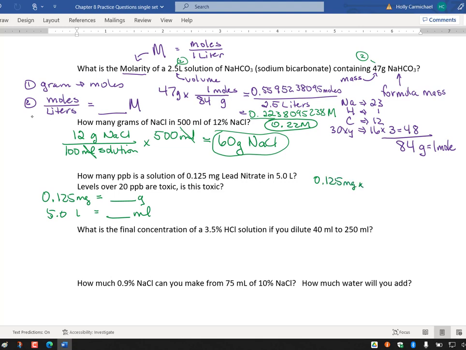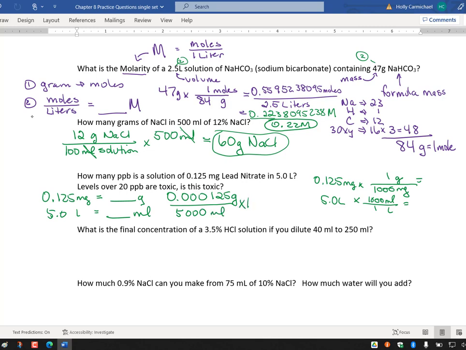0.125 milligrams times, in a line, 1,000 milligrams on the bottom, 1 gram on top. That means that now I'm going to take 0.125 and divide it by 1,000. So that is 0.000125 grams. Now the second one, I'm going to take 5.0 liters, and I'm going to put liters on the bottom, milliliters on the top. Milli is 1,000 again. So now this will be 5,000.